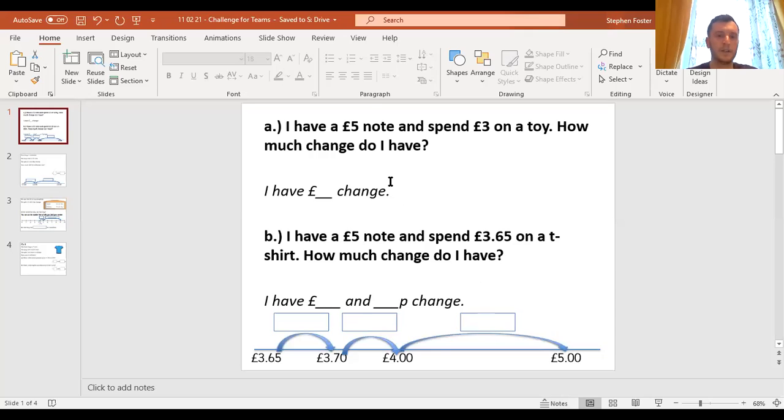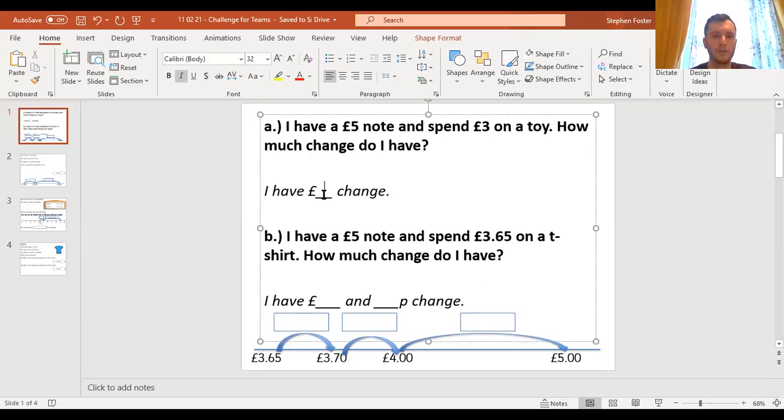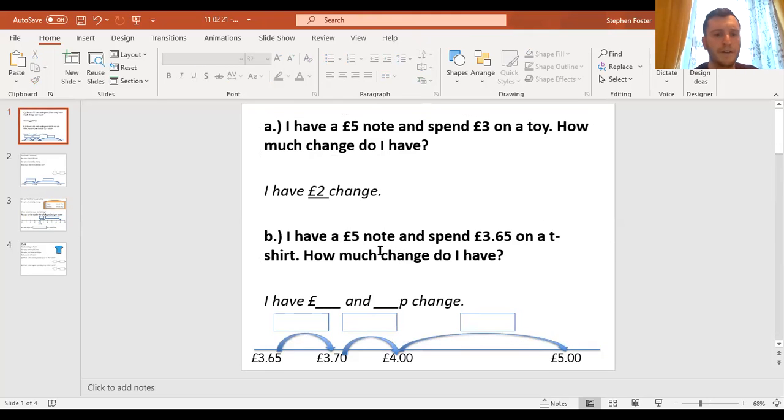Let's look together. So for the first one, it's simply £5 subtract £3, which I know is equal to £2. I have £2 change, that is my answer. The next one, I have a £5 note and I spend £3.65 on a t-shirt. How much change do I get this time?